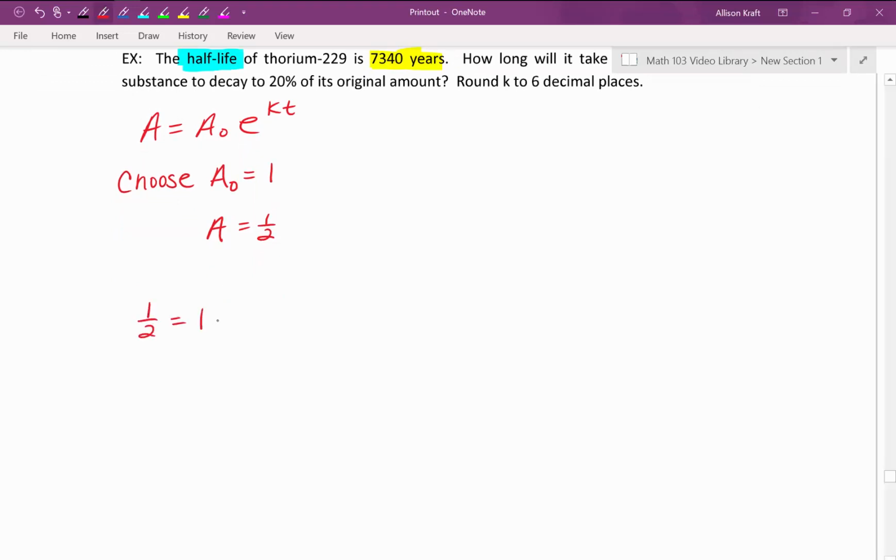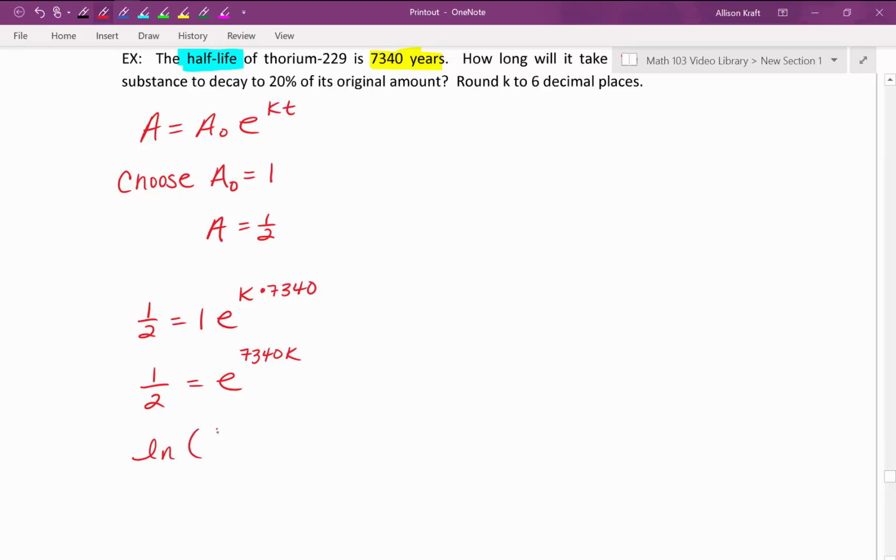1/2 equals 1 times e to the k times 7,340 power. I'll clean up that right side. I don't need the 1 in front since 1 times anything is that thing. And then I'll rewrite my exponent, 7,340k. We're solving for k. It's in the exponent, so we're solving an exponential equation. We have an exponential equal to a constant. We are ready to rewrite it in logarithmic form.